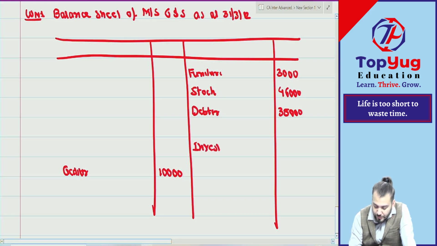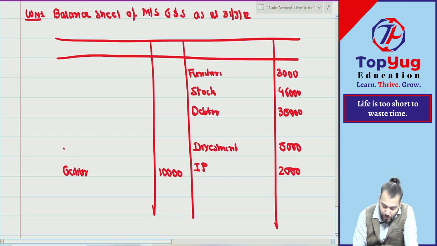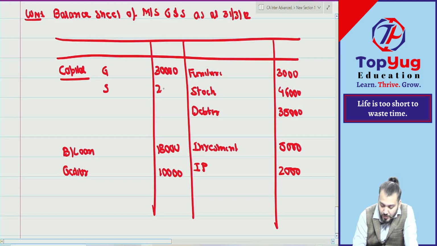Investment how much? 5,000. Insurance policy how much? 2,000. And bank loan how much? 18,000. Then capital how much? Capital Gupta how much? Singh how much? It is 30,000. And tell me, what will be the balancing figure of this updation concept.